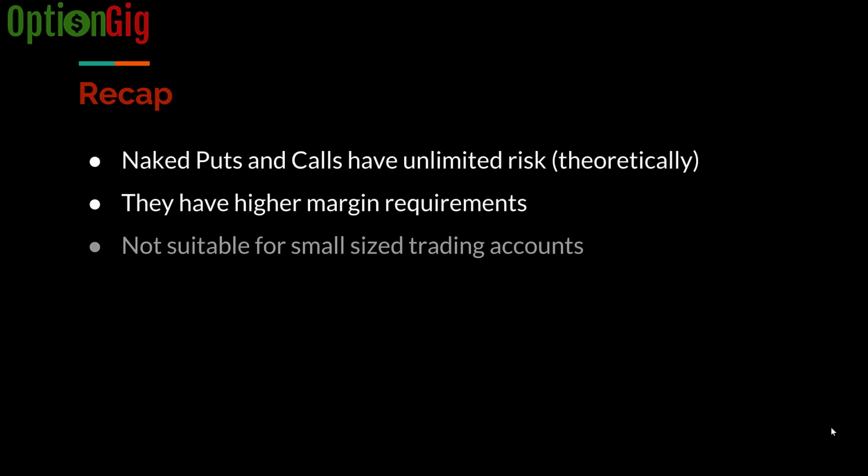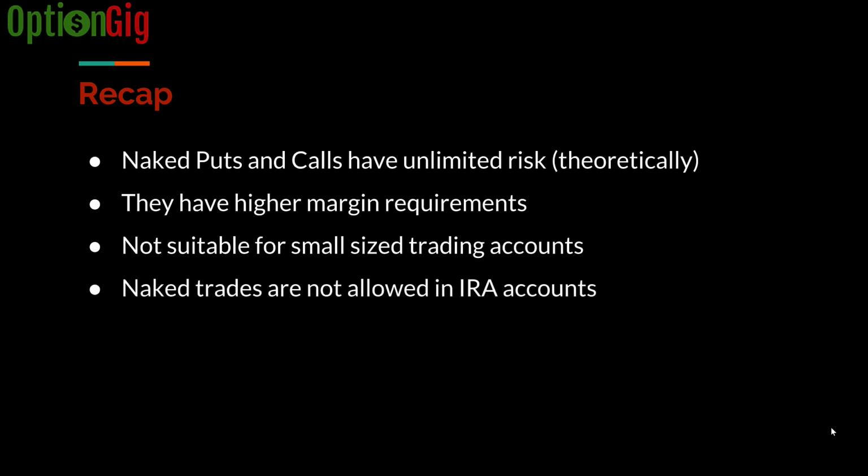Because of these things, they are not suitable for small trading accounts. If you have a $5,000 or $10,000 trading account, doing naked calls and puts does not allow you to put on many trades, because each trade will block a lot more capital than you would want it to. Also, legally, these naked trades are not even allowed in IRA accounts, in your retirement accounts. So what's the option for small traders, or for doing option trades in IRA accounts?